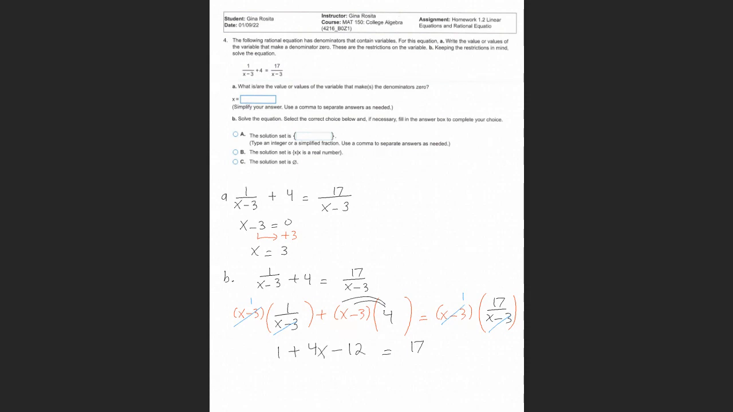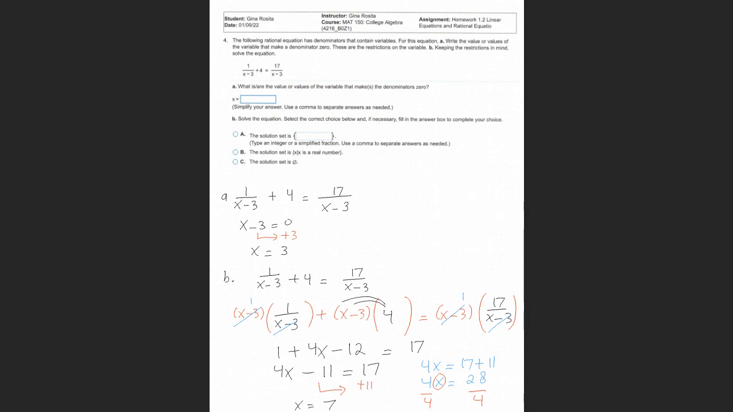So now you can solve. Like terms: 4x, negative 1 minus 12, the answer is minus 11, equal 17. So we can move negative 11 to the right side, becomes positive 11. So now 4x equals 17 plus 11, so 4x equals 28. Our goal is to find x. You divide by 4, divide by 4. So the answer: x equals 7.